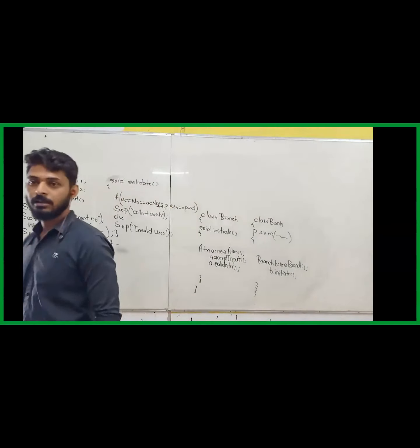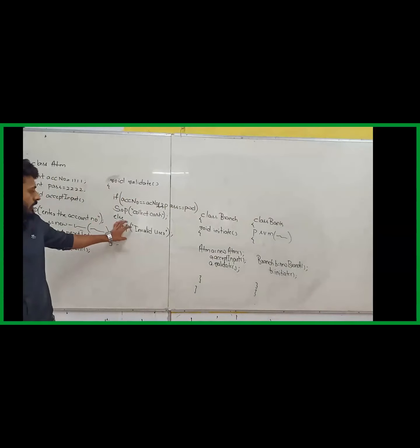Why is it required? Here there is one scenario. You handled it using if and else. Now I want to pass that information to the branch. How will you pass it? Not possible. So what can we do? Create one exception.